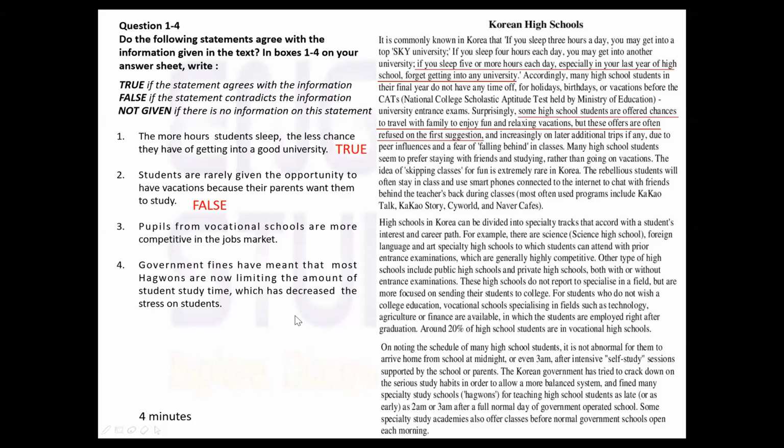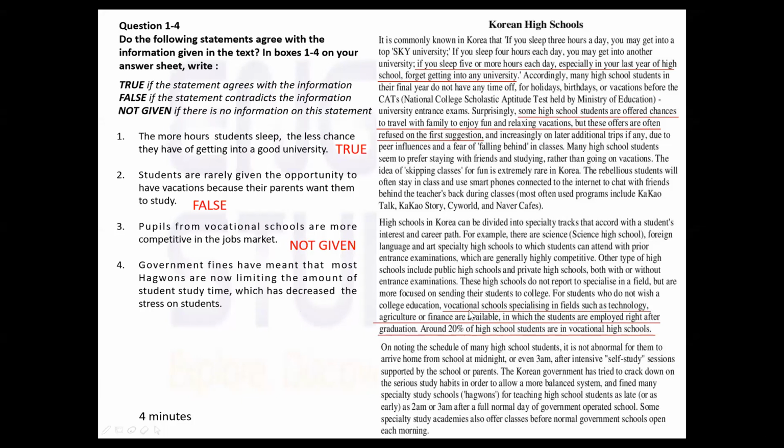That's the correct answer. Number 3 is not given because here, as Mr. Anam said, we have vocational schools. The keywords are the same, vocational schools, but in the text, do we have information about whether they are more competitive in the jobs market or not? Here we don't have any information about that.